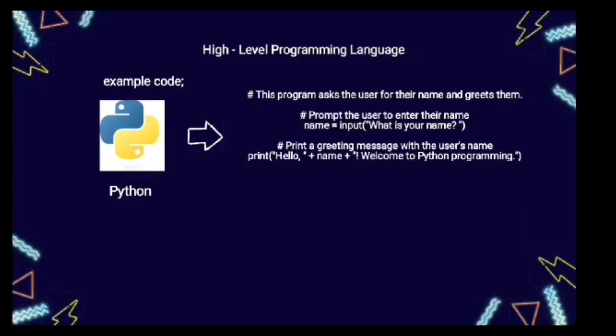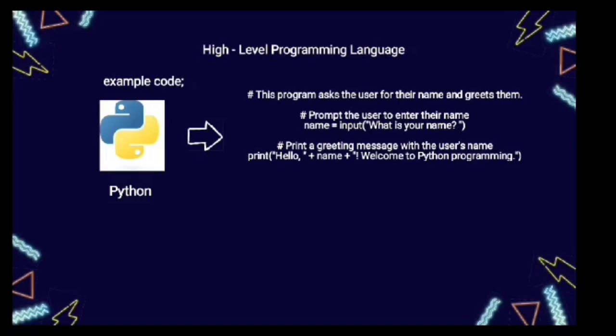Here's our example code of Python. This program asks the user for their name and greets them. Prompt the user to enter their name. name equals input, "What is your name?" We use here the input function. It is used to pause the program and allow the user to type in an answer. In our example, it asks the user, "What is your name?" and stores the answer in a variable called name. The variable called name is like a data container. The variable stores what the user has typed.